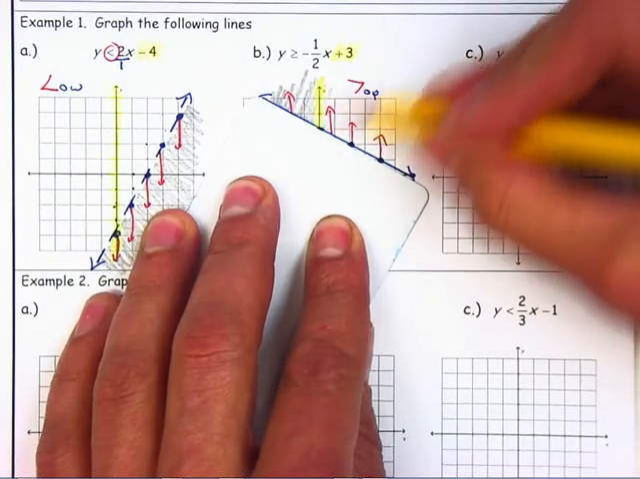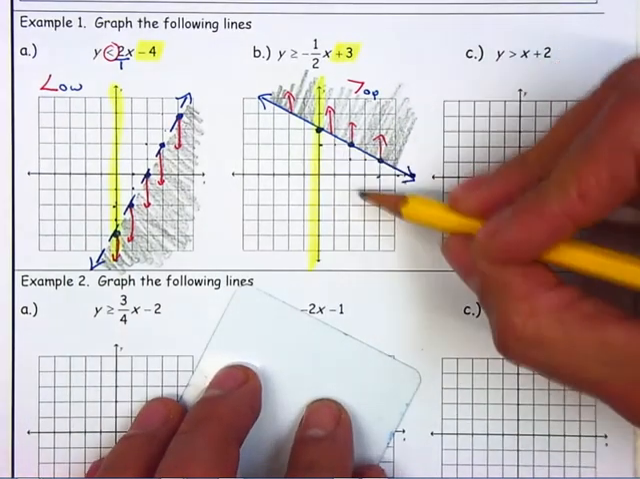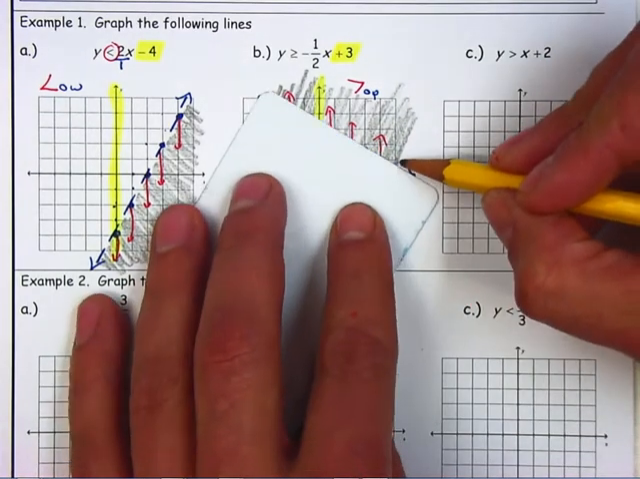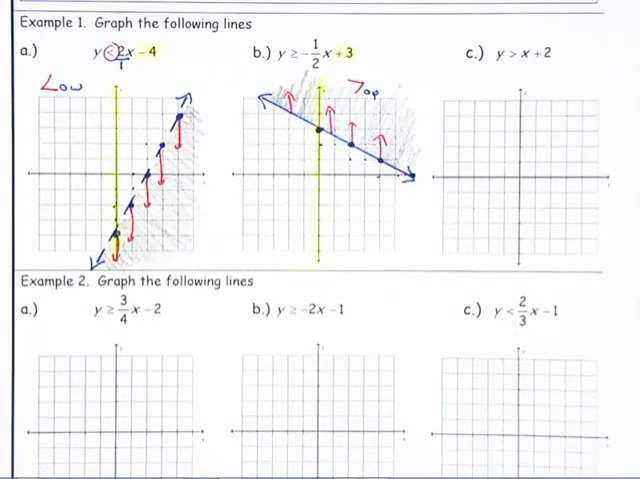All those points that I'm shading are part of the solution. Those points that are not shaded are not solutions. Only the points that are on the line, since it's solid, and that are shaded are part of the solutions.